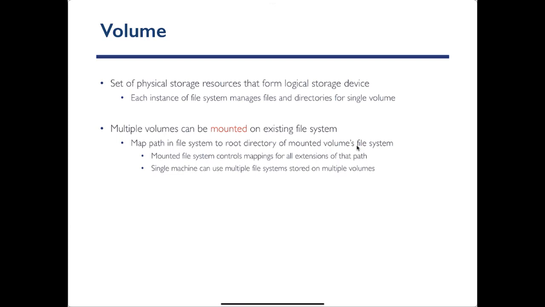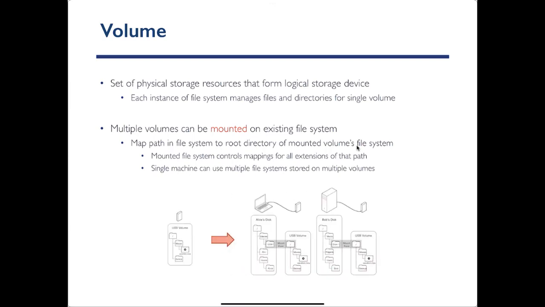Now, if you have two or three or more than one volume with their own file systems, there is a way to connect them, and the way to connect two volumes is called mounting. So when you mount a volume to another volume, you make the file system in the second volume accessible in the first volume. So let's look at an example.